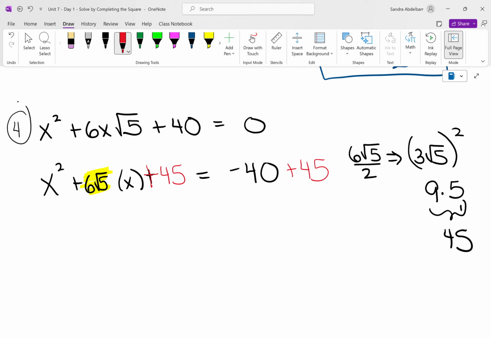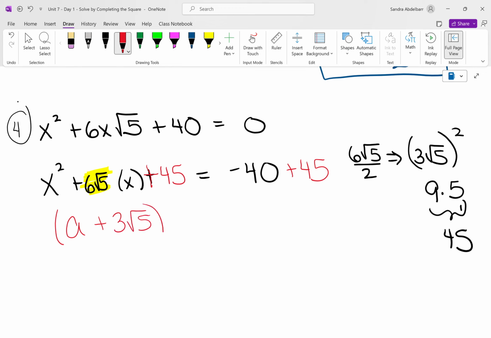Guys, when we come to factor this side, we already know it's a perfect square trinomial, right? Because we made it a perfect square trinomial. So when we have our A and our B, how did we get 45? Didn't we square 3 root 5? So if our B squared is 45, our B has to be 3 root 5. Does everybody see how I made that connection? Because that's a time saver right there.